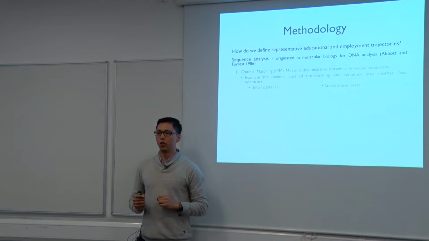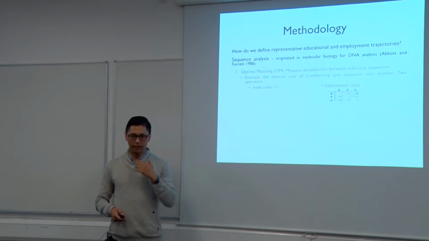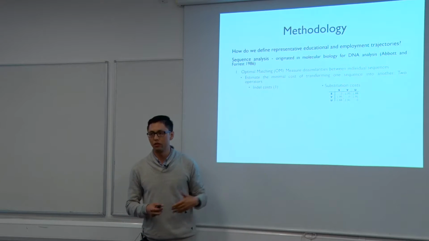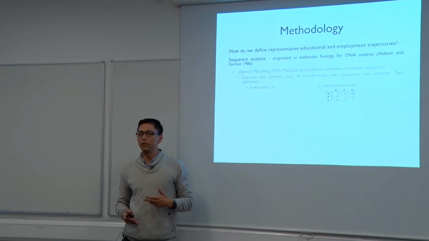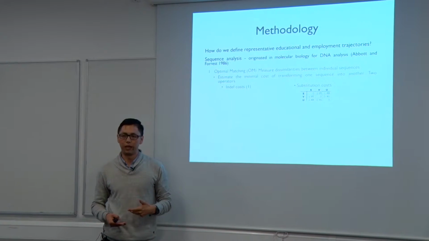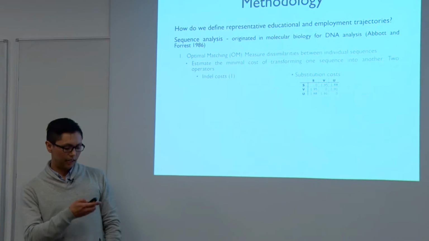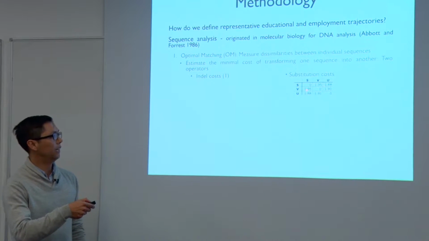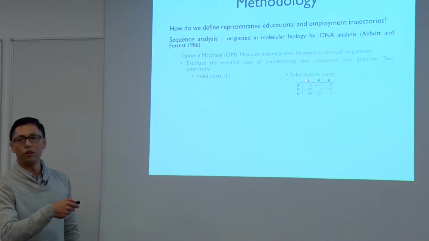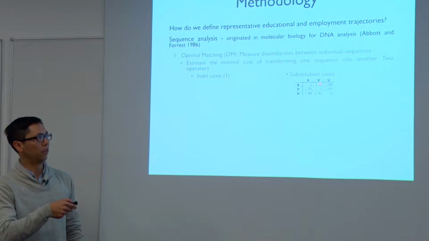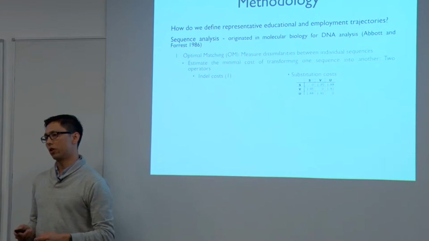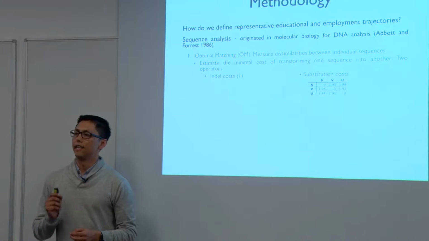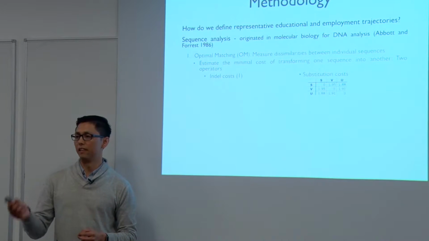And then there is substitution cost. Just to explain a little bit here. Let's say we have three statuses: S, school; B, vocational education; U, university education. In that case, what you see here is that the cost of transitioning from school into vocational education is much larger than transitioning into university education. And that is because these substitution costs are based on transition probabilities.